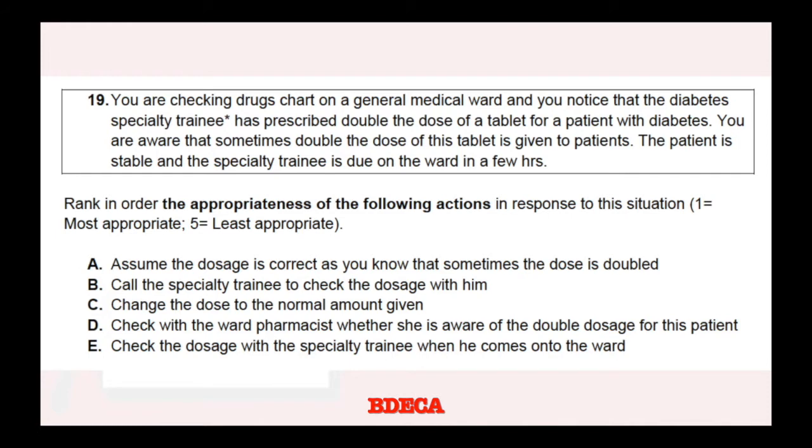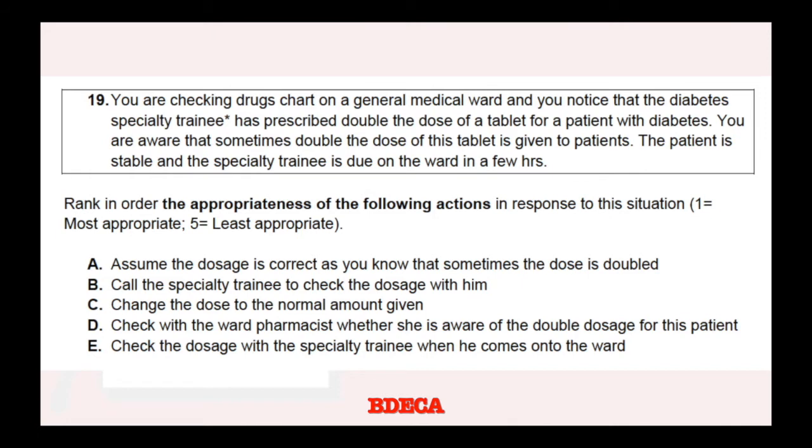Now, looking at E, C, and A. E states that you check the dosage with the ST when he comes onto the ward, and we read that it was in a few hours. And C was change the dose to the normal amount given. So E is more appropriate here because you're trying to solve the problem, although it has a time delay. You are waiting for the ST to come onto the ward rather than giving him a call.